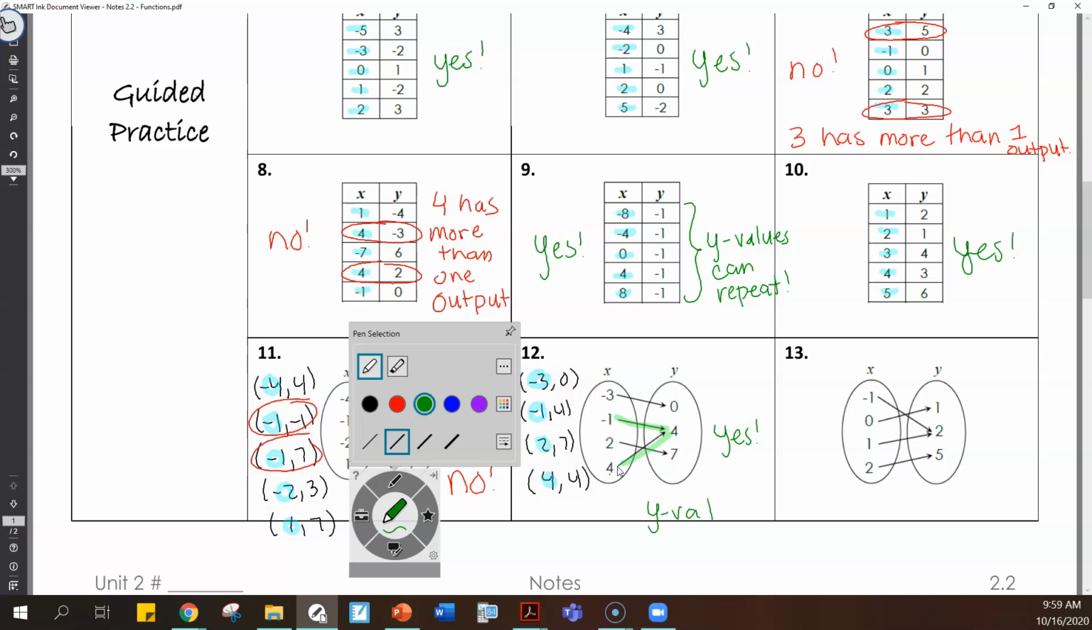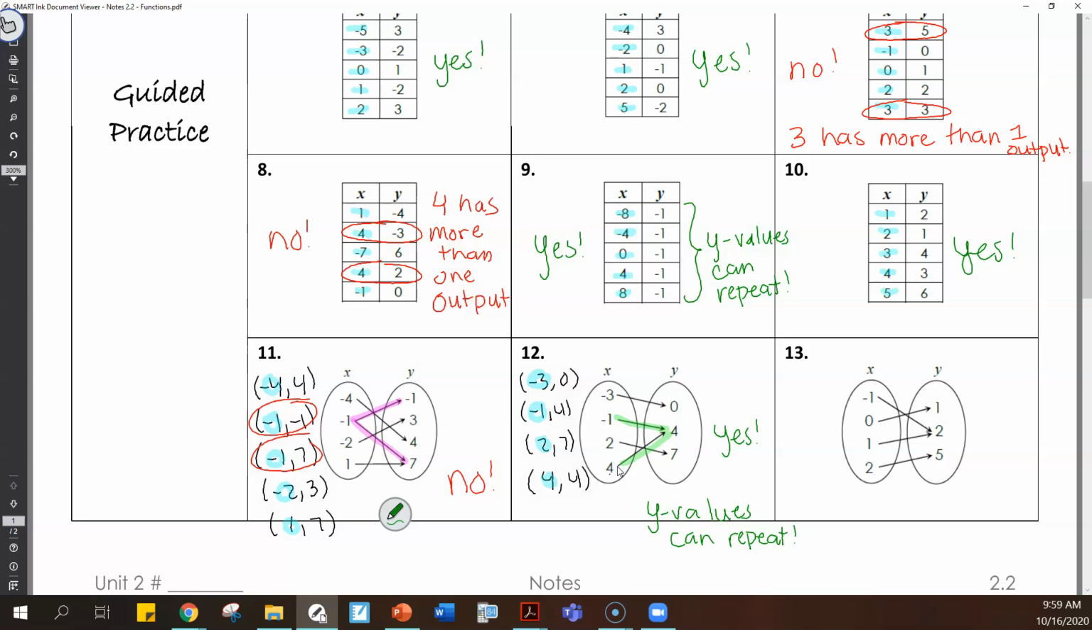Why don't you go ahead and try number 13 and check back here to check your answer. So for number 13, you should have gotten that this is a function because none of my x values repeat. It's okay that 2 arrows are pointing to my 2 because it's a y value, and y's can repeat.